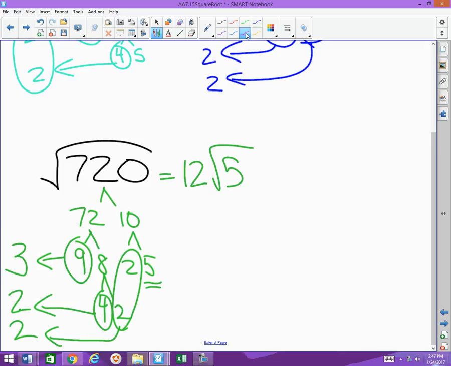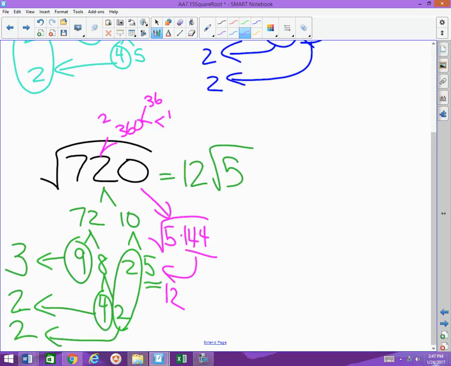Now another way you could have broken that down is 5 times 144. And then the square root of 144 is 12. Or there's many other ways to go about that. 2 times 360, and then 36 and 10. And then 10 can become 2 and 5, and the square root of 36 is 6, and then a pair of 2's is 2, so then you get to there. However you want to go about that.